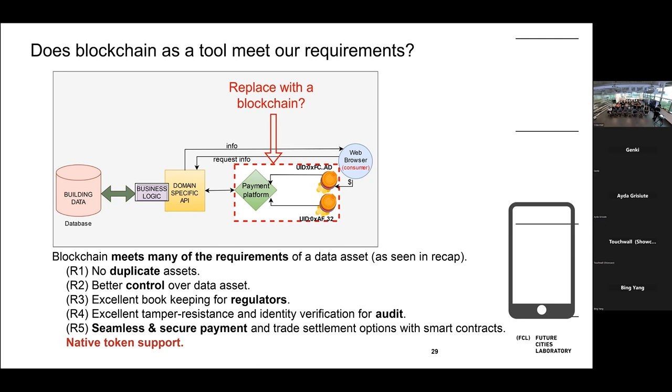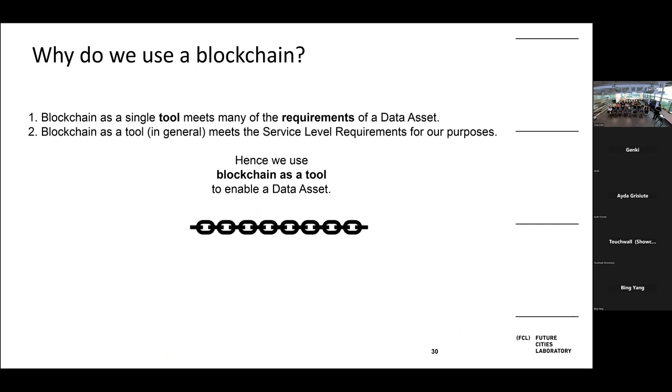So then the question is, does the blockchain meet many of the requirements of a data asset? As we have seen, yes, it does not allow duplicate assets, and it has better control over the data asset. The bookkeeping for regulators is pretty good with the blockchain, and it also has excellent tamper resistance and identity verification for audit. And also on blockchain, you're able to seamlessly and securely pay and trade settlements on a smart contract. On top of that, many blockchains natively support tokens. So the point being that blockchain as a single tool meets many of the requirements of a data asset. And it also meets most of the service level agreements, which is for our purpose. So that's the reason why we use blockchain as a tool to enable a data asset.